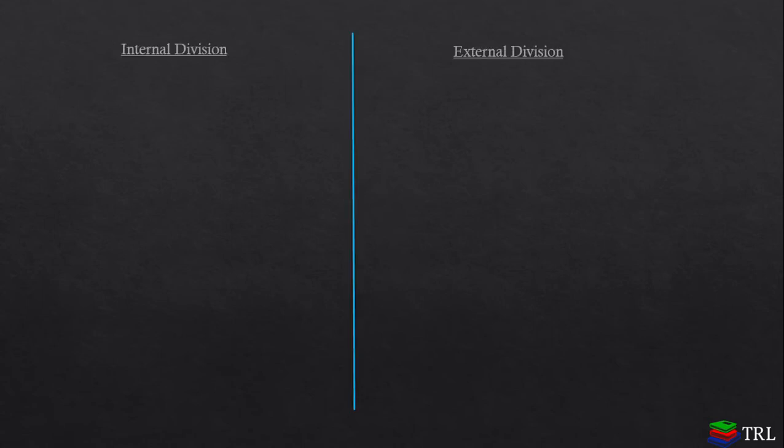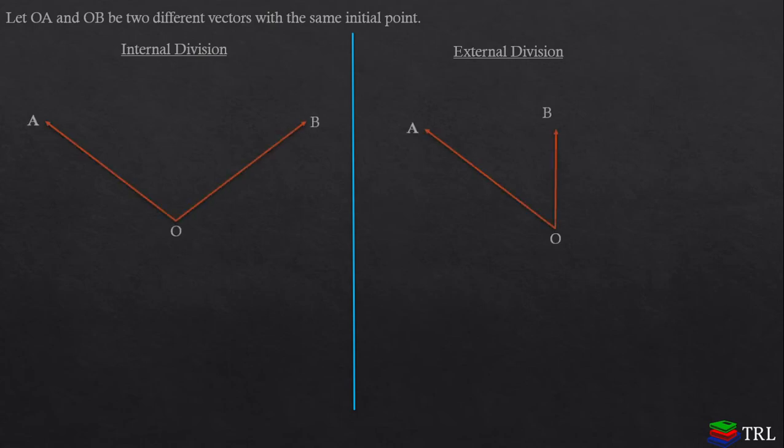Now, let's divide this particular slide into two sections. That is the internal division and then the external division, and we'll deal with them simultaneously. Let vector OE and OB be two different vectors with the same initial point. That is, let vector OE and vector OB be co-initial vectors. So on the left hand side we have vector OE and vector OB, and on the right hand side we have vector OA and vector OB. Now let OC be a different vector with the same initial point.